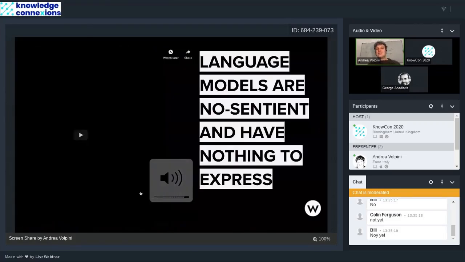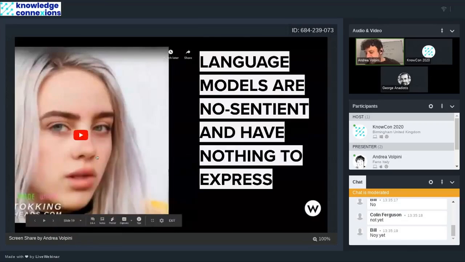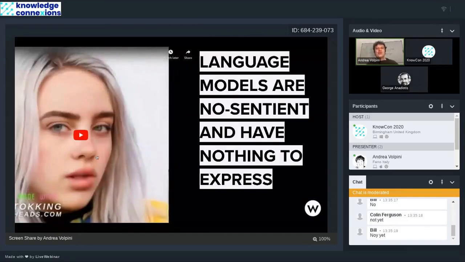All right, so that's just a thing to remember, that this language model will not replace your editor. So stop asking me about removing your editorial team. It's not going to happen.